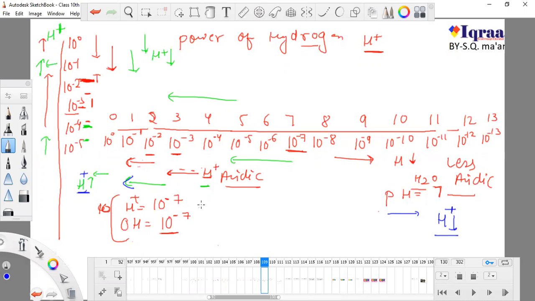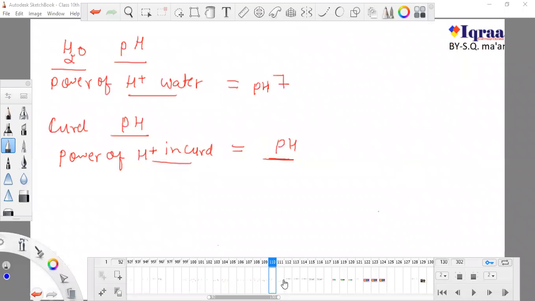Okay, this is our curve. Here if you use 7, then the power of H plus ion is 7. If you use 6, this side is more powerful for H plus ion and this side is less powerful. As you go this side, it will be more acidic, and as you go this side, it will be more basic, because the power of H plus ion decreases here and increases there. So if I want to give a pH for curd, I know the power of H plus ion is more in curd, so I will write 6 here.